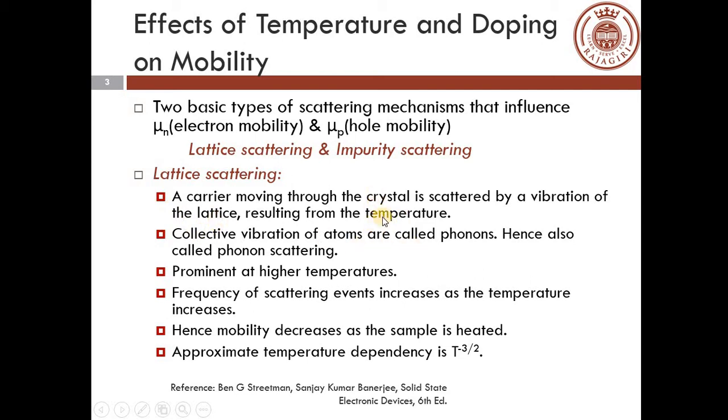In the previous session of Module 2, we saw that mobility of charge carriers is directly proportional to the mean time between scattering. Therefore, at high temperature, the mobility decreases. This temperature dependence of mobility due to lattice scattering is given by T raised to minus 3 by 2. Lattice scattering is also called phonon scattering, as the collective vibration of atoms in a crystal lattice is also called phonons. So that is about lattice scattering, and lattice scattering is prominent at high temperatures.